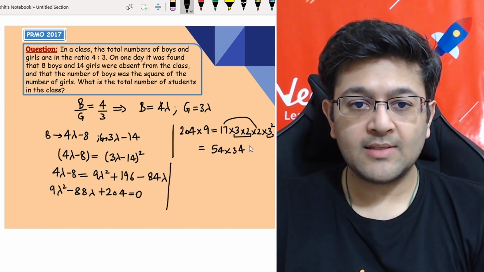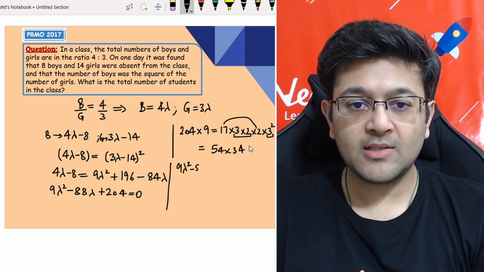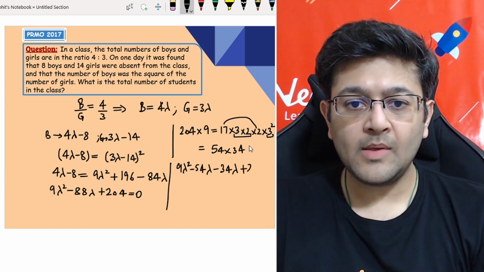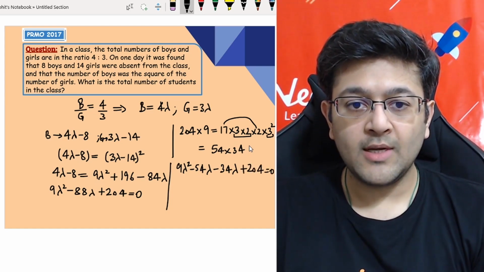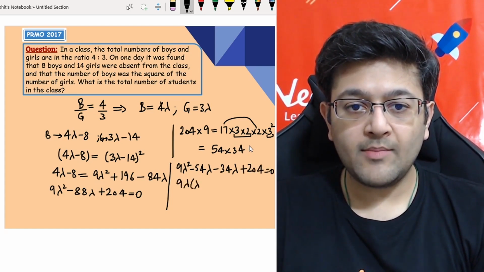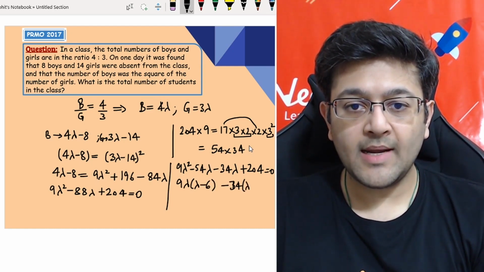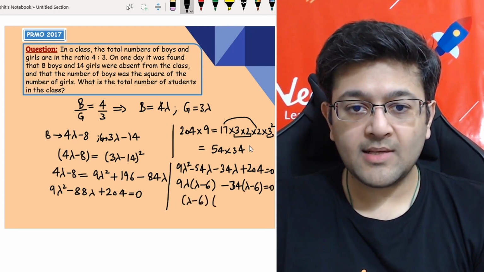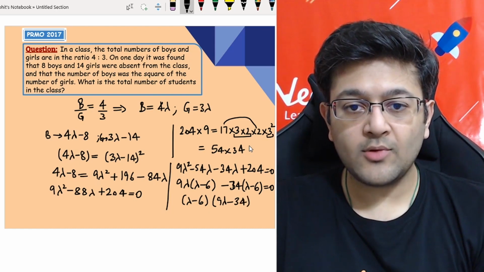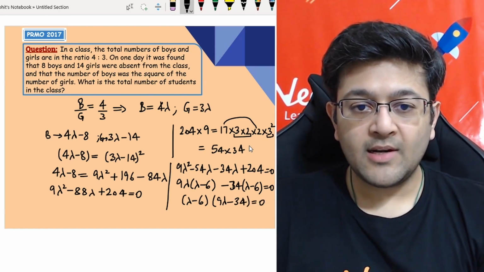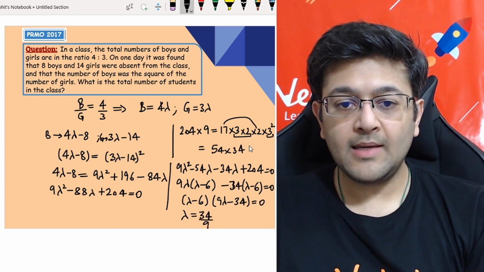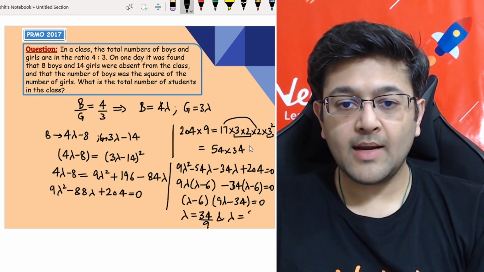So let's factorize this. So 9 lambda square minus 54 lambda minus 34 lambda plus 204 equal to 0. So you can take 9 lambda common, lambda minus 6, minus 34 could be taken as common, lambda minus 6. So now you can factorize this. Lambda minus 6 into 9 lambda minus 34 equal to 0. So there can be two values of lambda, as you can see. So 34 by 9 and lambda can be either 6.